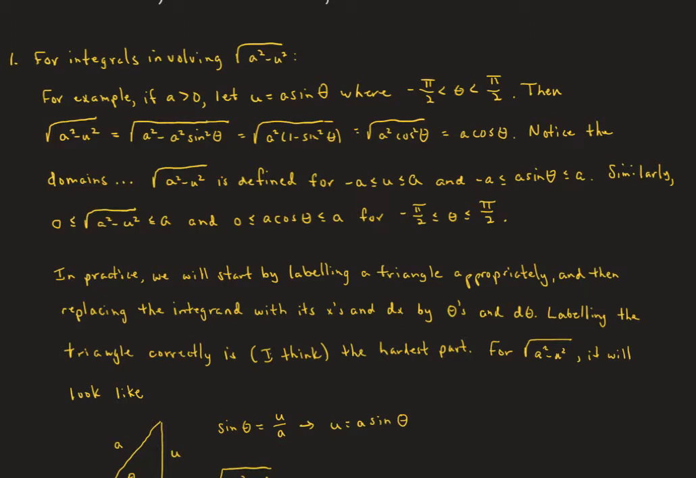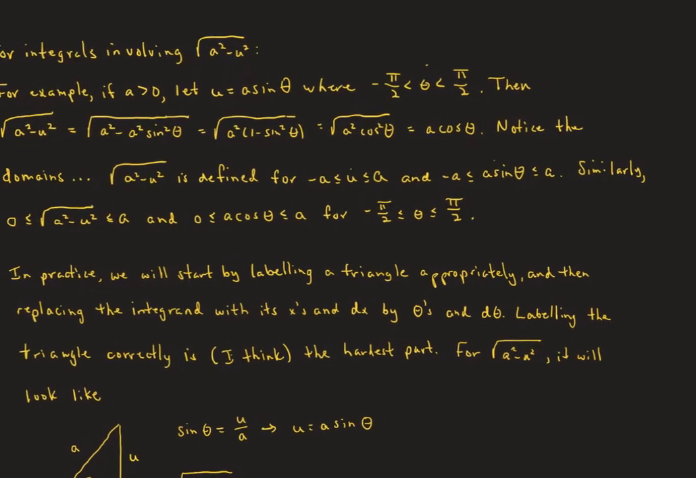Now remember, a radical has to be non-negative, but if we look at our domains, then this radical, square root of a squared minus u squared, is only going to be defined if the a squared minus u squared is greater than or equal to 0. And that means the u has to be between negative a and a. And if we have made our u the a sine theta that we said, and our domain is between negative pi over 2 and pi over 2, then that's going to work. We're going to be where we need to be.